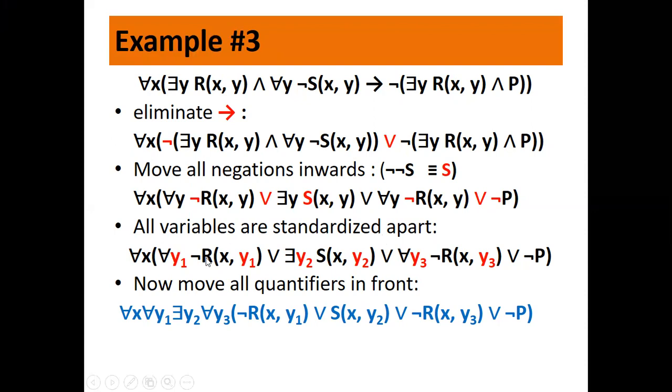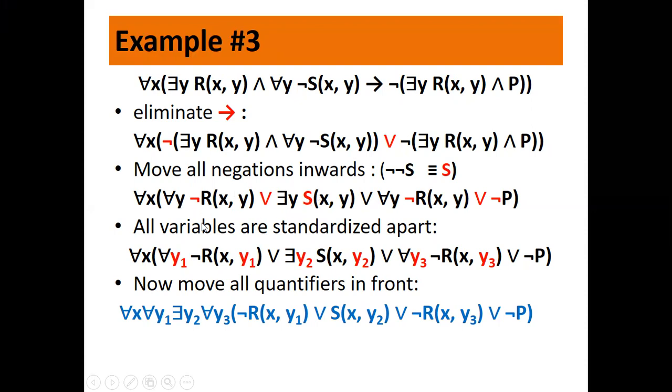After moving all the negations inward, now you need to standardize the variables apart. Right? When you're standardizing the variables apart, look at them again carefully. Standardizing the variables apart means each quantifier should have a unique variable associated with it. Now, if you look at the quantifiers, you have this universal quantifier with X, this universal quantifier with Y, right? Again, the existential quantifier also has Y, the universal quantifier also has Y. So what we want is that each quantifier should have a unique variable associated with it. So how do we do it?